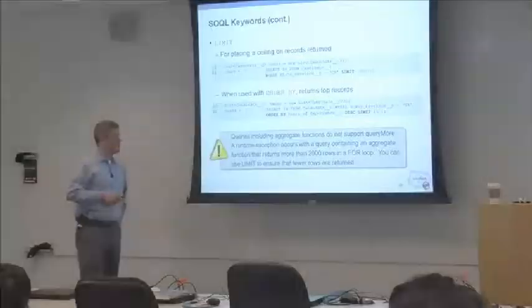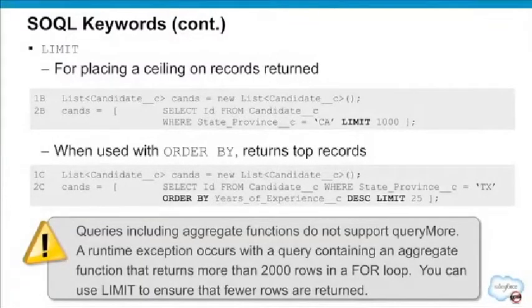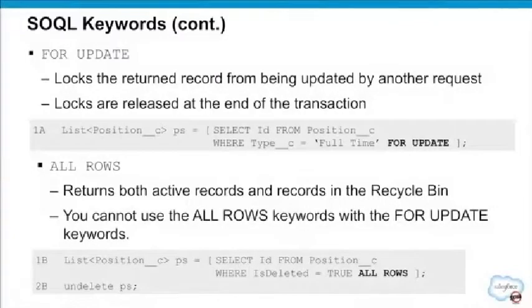When you use the order by with the limit, it acts as a top. So the first thing that it does is it sorts the list, and then the second thing it does is it applies the limit. So in this case here, order by years of experience descending, limit 25, this is going to return the top candidates based on their years of experience, the most years of experience.